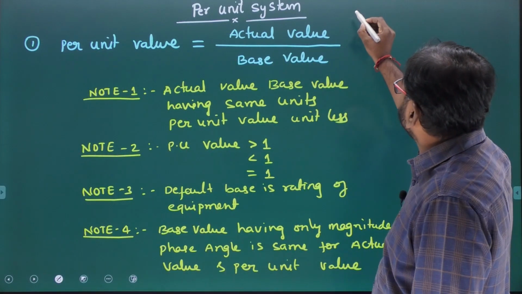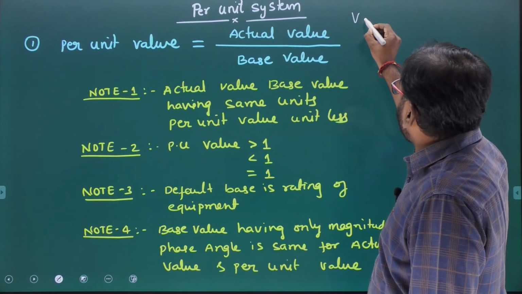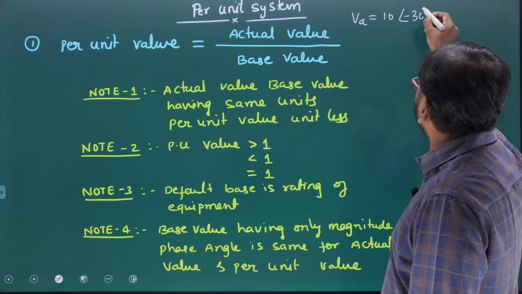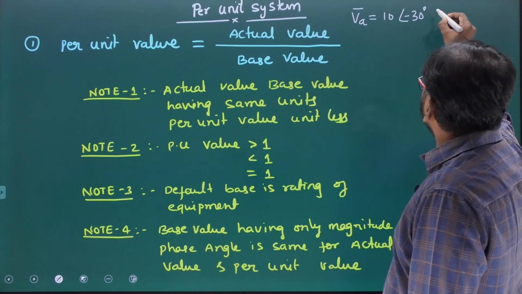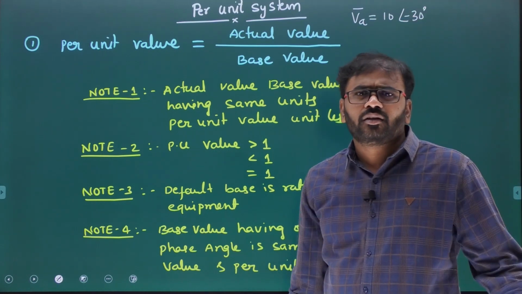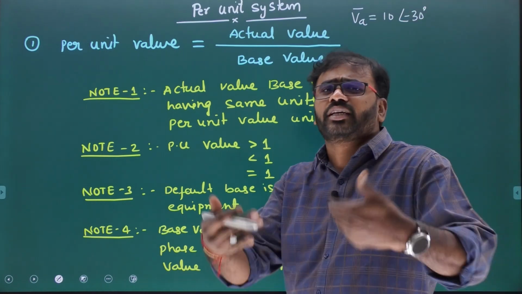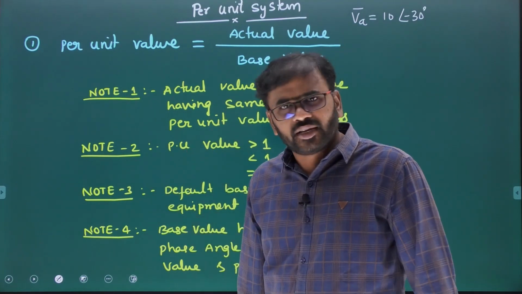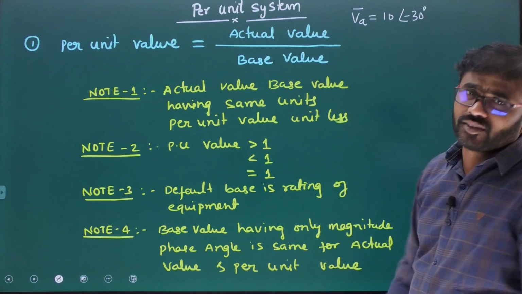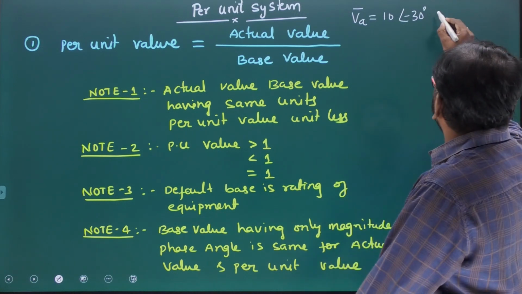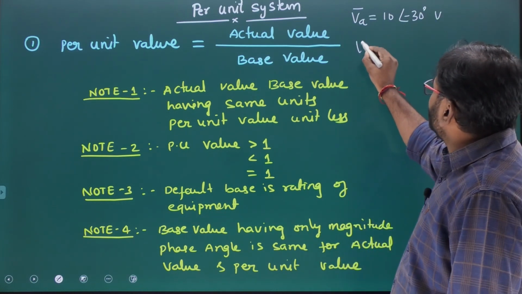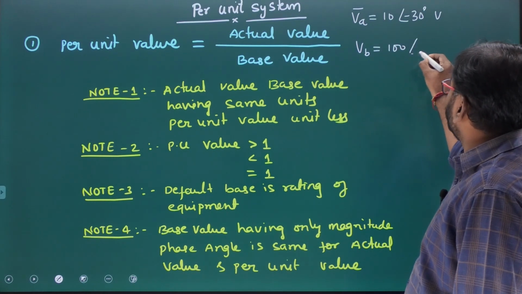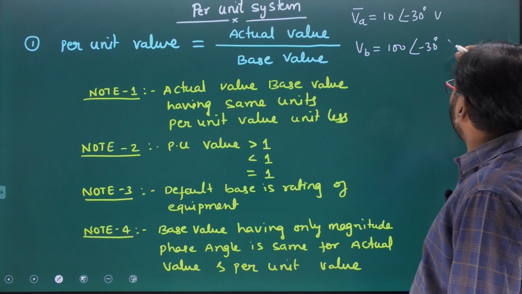So what it means is, for example, if I say the actual voltage may be something like this, 10 at an angle minus 30 degrees. This is the actual value, because in an AC system the actual voltage is a complex number which has a magnitude and what? Some phase angle. Okay, correct or not? So the phase angle here is minus 30 degrees. For example, let's say this is volts. Now, if I want to select the base quantity, shall I select it like this, 100 at an angle minus 30 degrees? This is not correct.